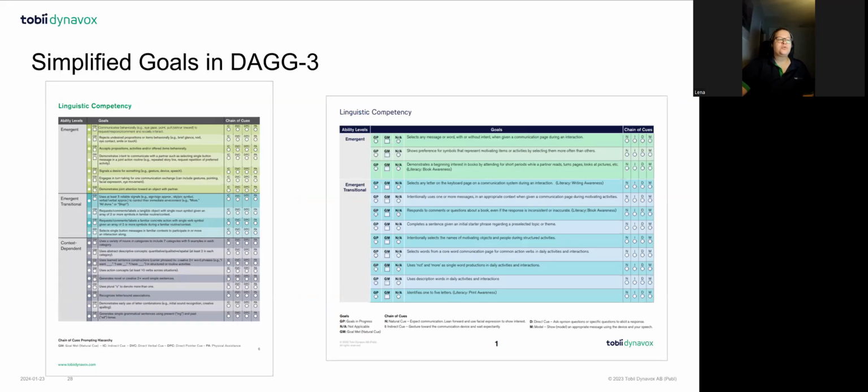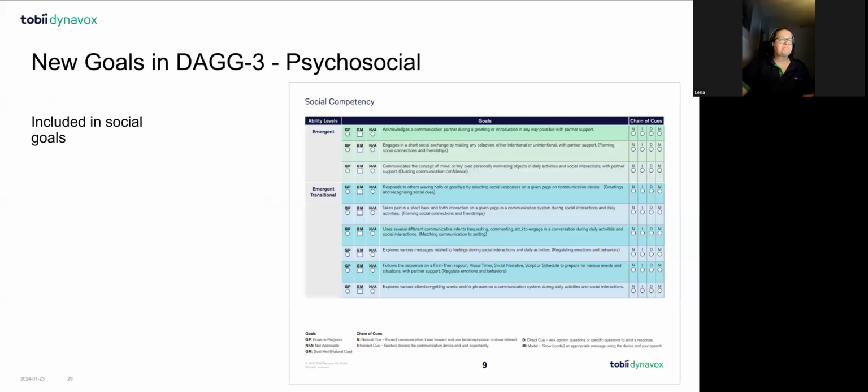For example, in the old version, it reads, uses a variety of nouns and categories to include 7 categories with 5 examples in each category. Well, that's a mouthful. But in DAGG-3, it has turned into uses object names from common categories appropriately during daily activity. If you would like to put a number on it, you always can do that, but we have simplified it. The new goal, as I said before, psychosocial: Janice Light developed them in 2014 together with McNaughton, and with the necessity to add those, psychosocial goals are added in parentheses.